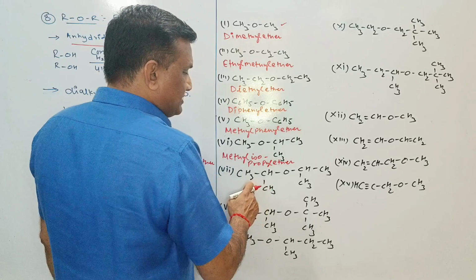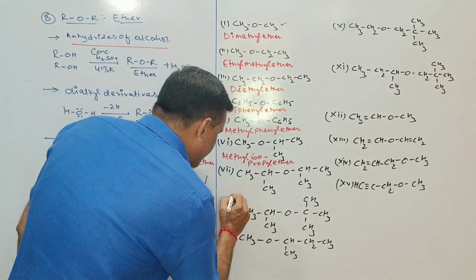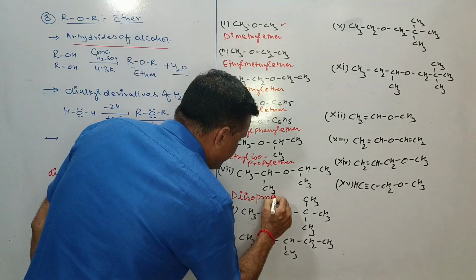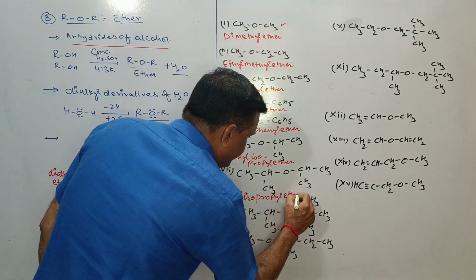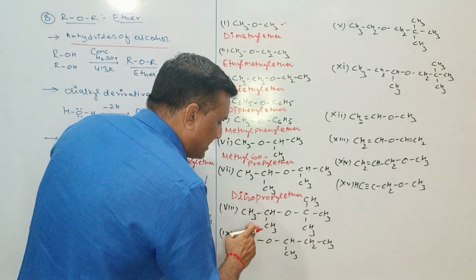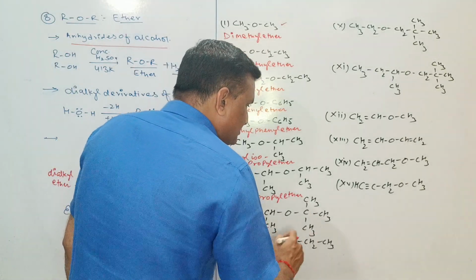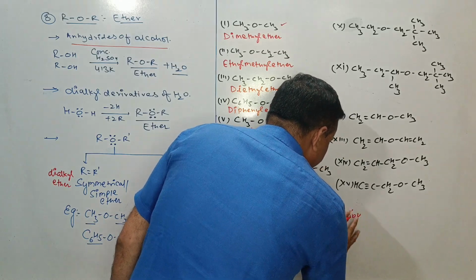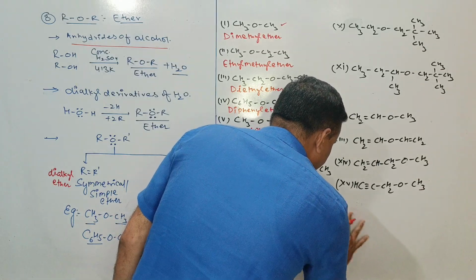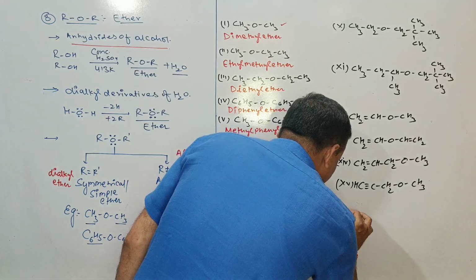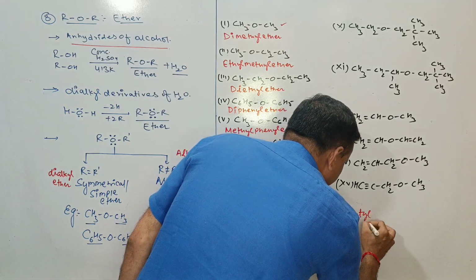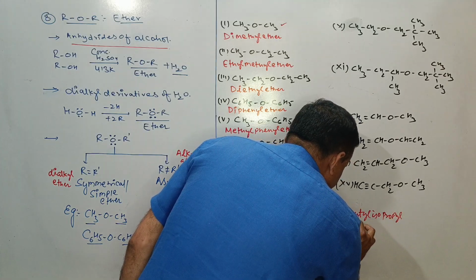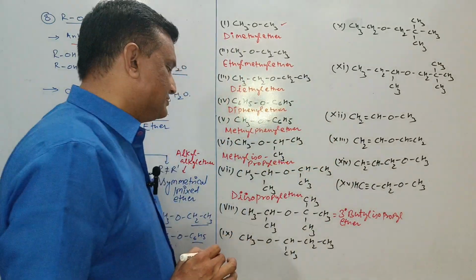Further, this one is isopropyl and this is isopropyl, so we will call it diisopropyl ether. If I go with this, then this is the isopropyl and this is the tert-butyl, so we will call it tertiary butyl isopropyl ether, tert-butyl isopropyl ether.